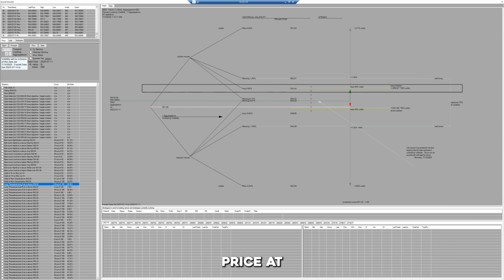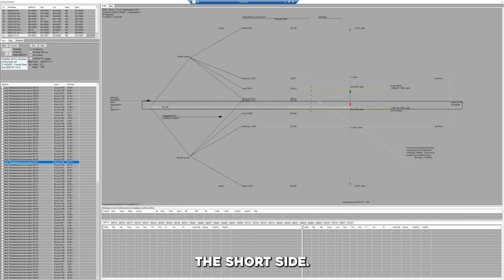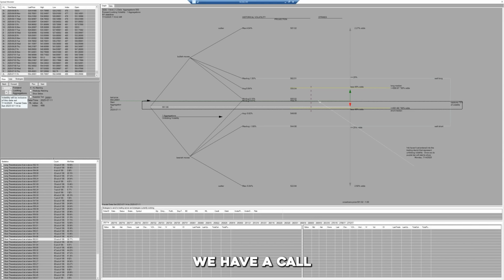Long theoretical price at or above 558.85, 26.90%. Does that make sense? Simple concept. Now the same is for the short side, basically the bearish side. Short theoretical price at or below 552.61, 30.77%. As I mentioned on the first day, fractals is made up of two things: levels and odds. That is all it gives you, and it's up to you how you want to use it.